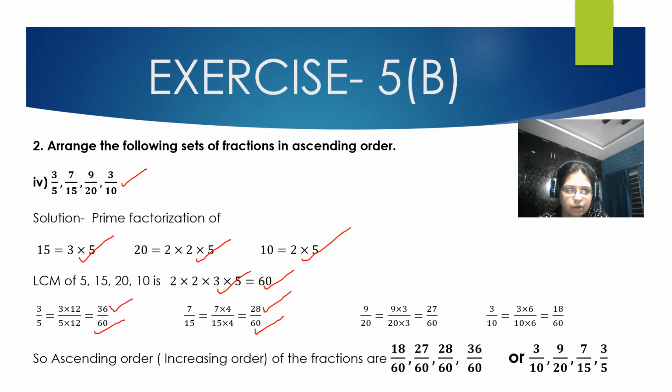Now we have to convert 9 divided by 20 into an equivalent fraction, just equating the denominator to the LCM 60. We know multiply 20 with 3 we get 60. So multiply the number 3 with both numerator and denominator. Multiply numerator 9 with 3 we get 27, and multiply denominator 20 with 3 we get 60. So 9 divided by 20 equals 27 divided by 60. 9 divided by 20 and 27 divided by 60 are equivalent fractions.